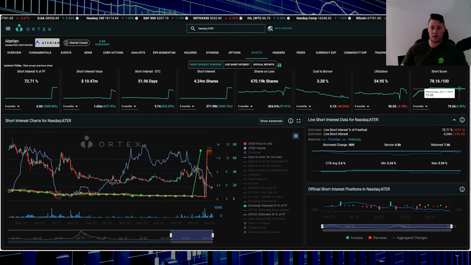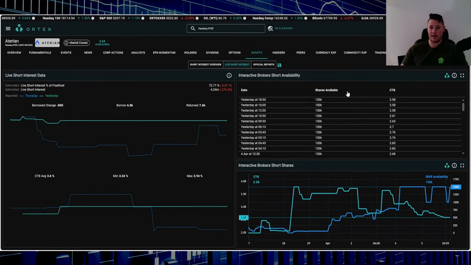The only reason why short score is so low is probably because of the cost to borrow. So cost to borrow average is 3.6. So it is relatively kind of low for that. And just to give you a good overview, through Interactive Brokers, it does indicate around 150,000 shares is available to be shorted. So somewhat overextended in my opinion.